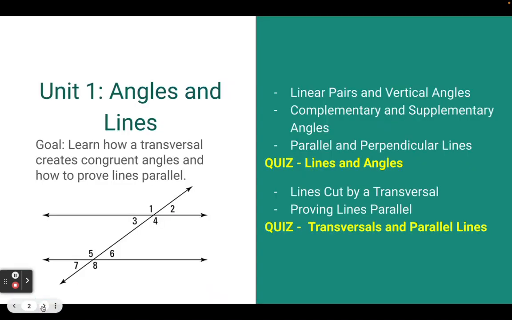The first unit is angles and lines. We're going to talk about how a transversal, which is a line that cuts through two other lines, right here is called a transversal. How does that affect all these angles? See all these angles that are numbered here? We're going to learn which ones are congruent. We're going to talk about linear pairs, complementary and supplementary angles, parallel and perpendicular lines.